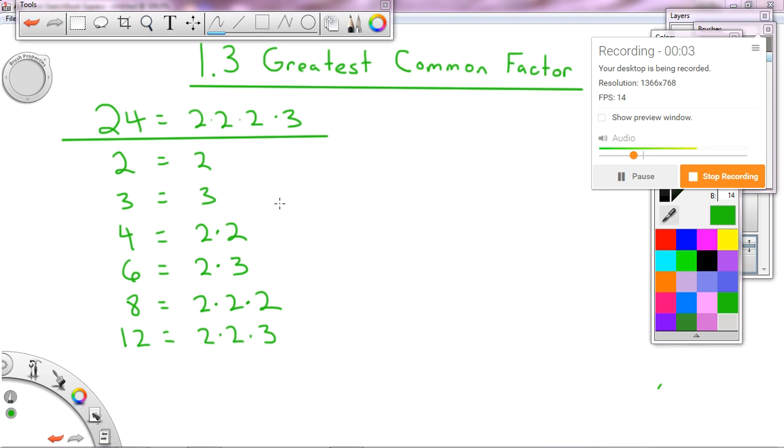Hi everybody. I'm going to make a video today to help you out with 1.3, greatest common factor. We're going to learn how to use the prime factorization of two numbers to help us find the greatest common factor of those two numbers, which is the biggest number that I can divide out of both of those numbers.